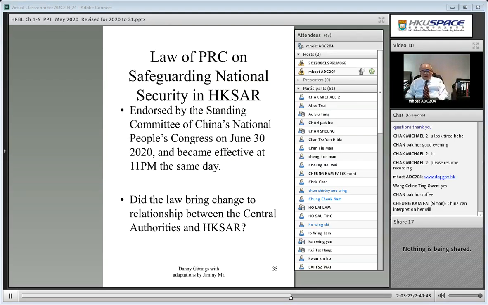This is the law of the PRC on safeguarding national security in the Hong Kong SAR. It was endorsed by the Standing Committee on June 30th, 2020, and effective on that very day, 11 p.m. I put a question here again for you to consider later on, not right now, because we are yet to get there. The question is whether this national security law brings any change to the relationship between the central authorities and the Hong Kong SAR.